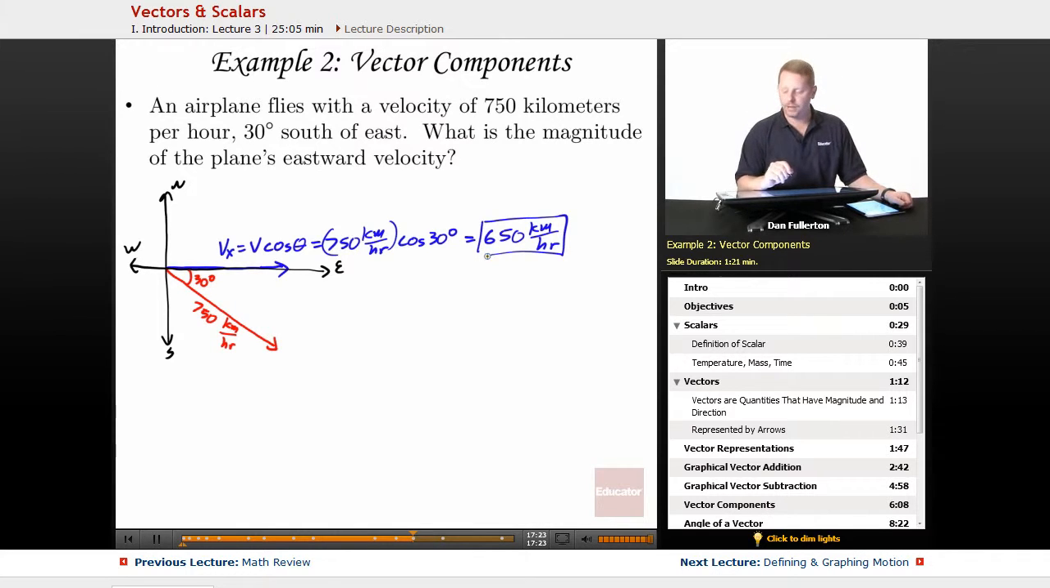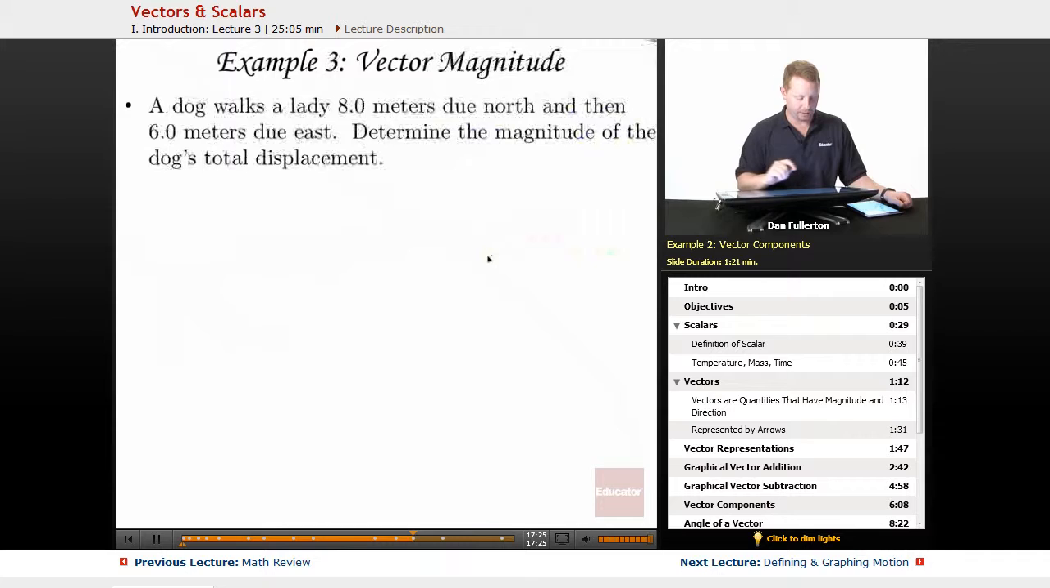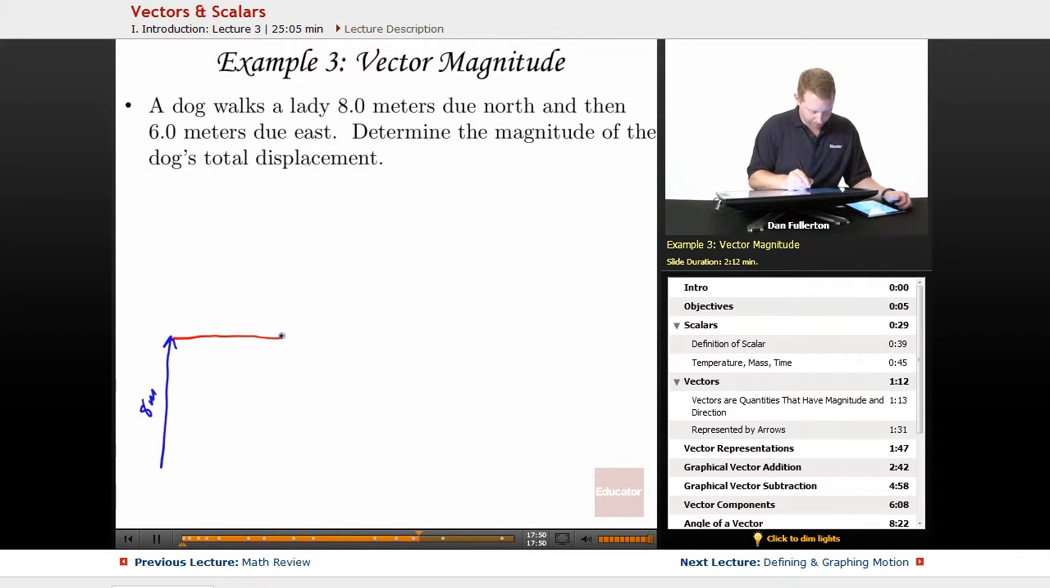Let's take a look at another one where we have to deal with vector magnitudes. A dog walks a lady 8 meters due north and then 6 meters due east. I'm sure you've all seen that before. Big dog, little person trying to walk it, and really the dog's in charge. Determine the magnitude of the dog's total displacement. Well, if the dog walks the lady 8 meters due north, we'll have a vector 8 meters north, and then 6 meters east.